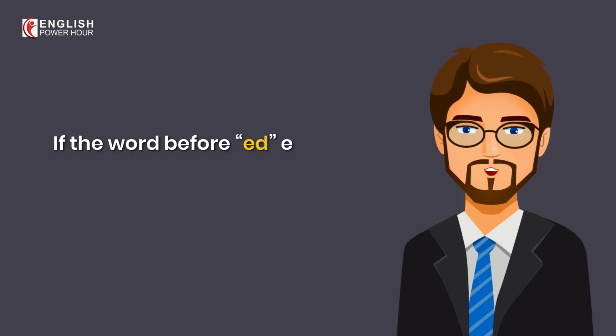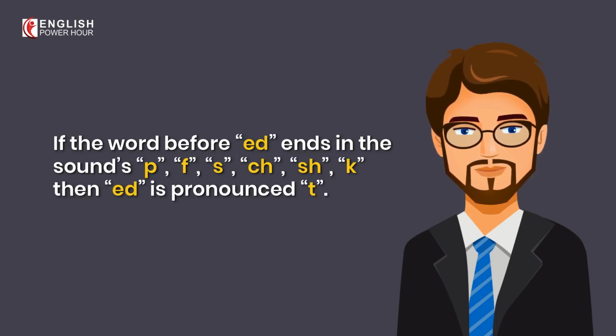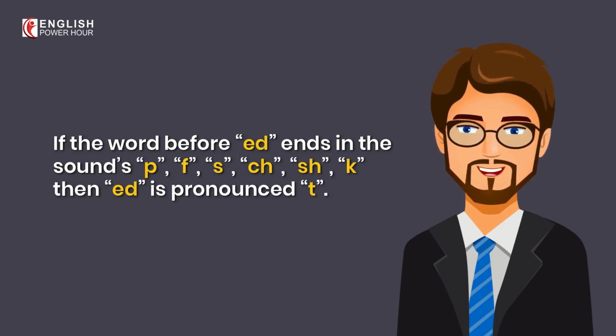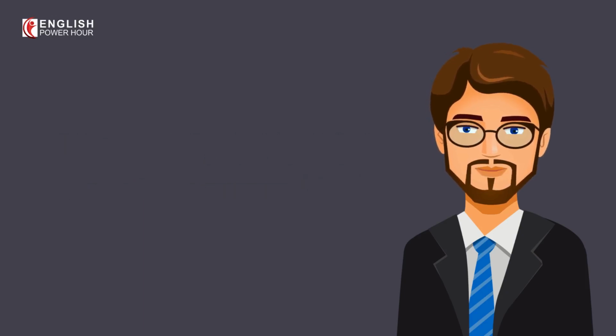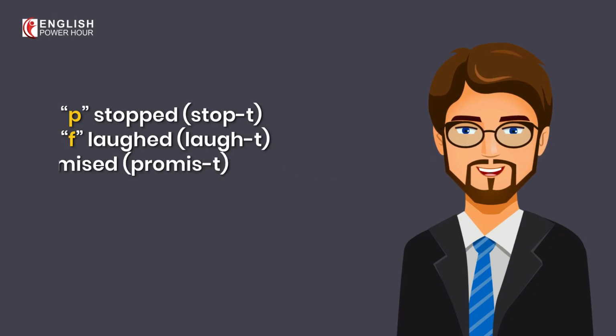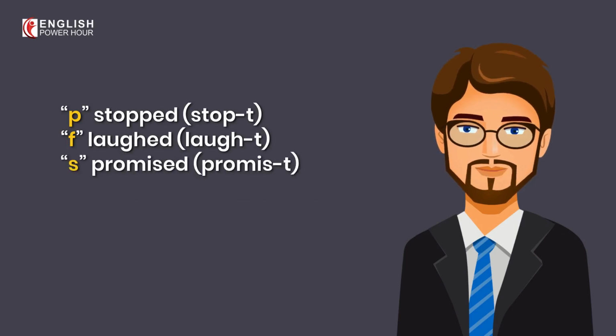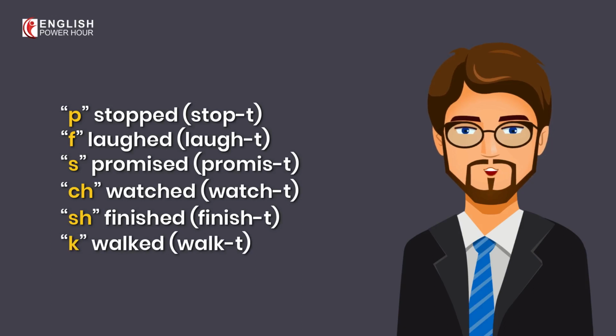If the word before ed ends in the sounds p, f, s, ch, sh, k, then ed is pronounced t. For example, p, stopped, f, laughed, s, promised, ch, watched, sh, finished, k, walked.